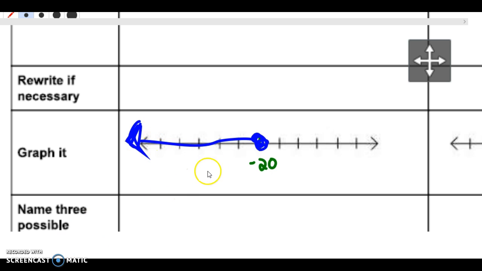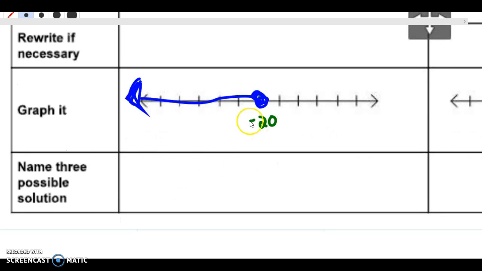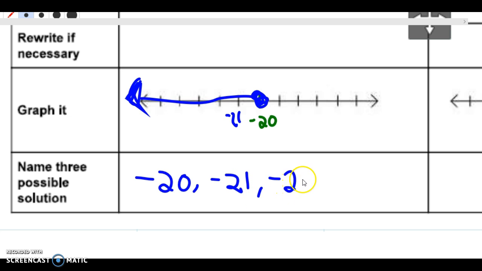Okay. So that means one of our solutions could be negative 21. In fact, negative 20 is also our solution because there's a closed circle. So negative 20, negative 21, and you could pick another number. I'll just put negative 24. So again, there are multiple solutions. Any number that is less than negative 20 is a solution.